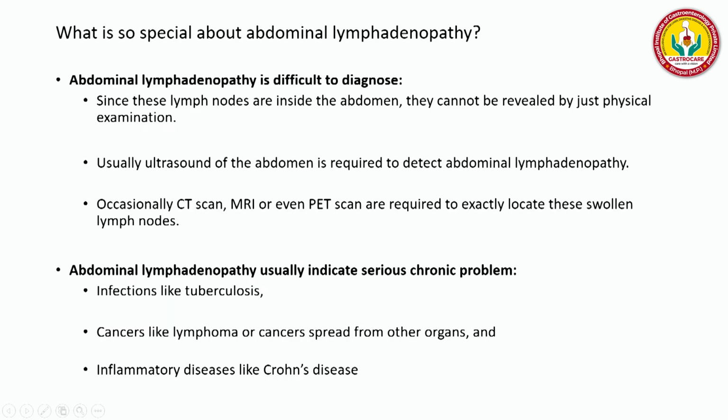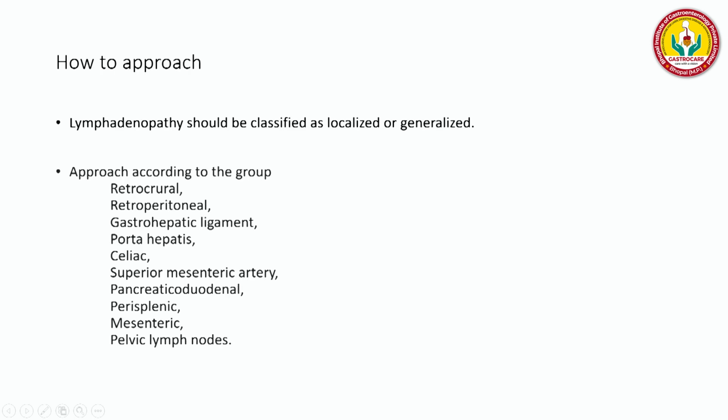So what is so special about abdominal lymphadenopathy? Because these lymph nodes cannot be palpated. They are just incidentally detected on an imaging, and most of the time they can be diagnosed on an ultrasound, but sometimes you require CT, MRI or PET to diagnose them. And they usually indicate some of the chronic problems like infections like tuberculosis, cancers, lymphomas, and some of the autoimmune diseases like Crohn's disease. So how do we approach them?